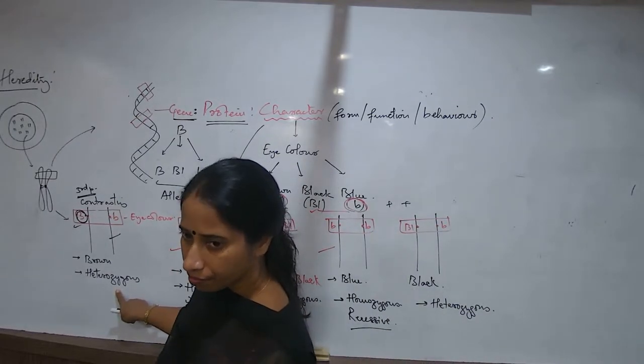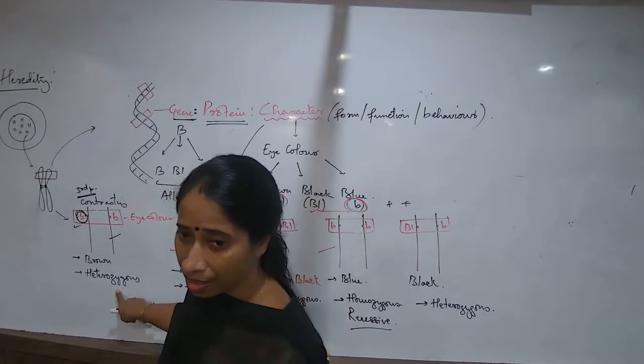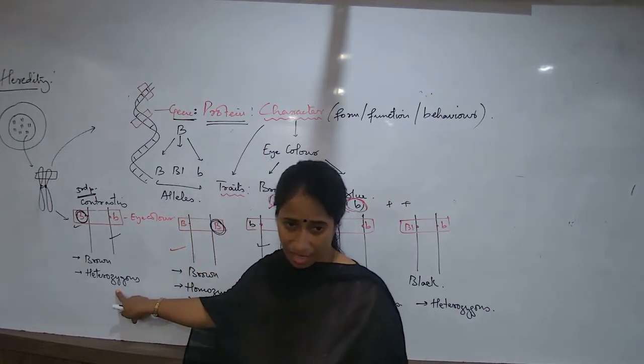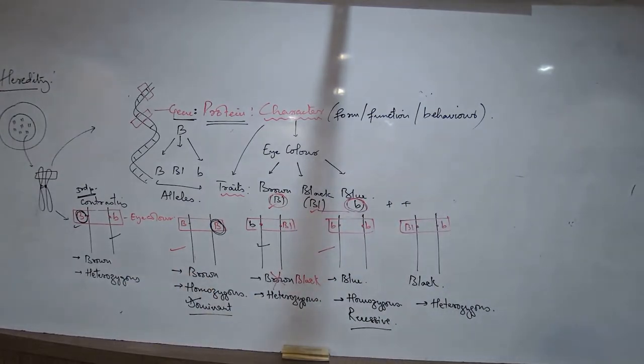Can we say it has a stronger chemical? No, that is what we make you understand. But that is not the typical way to write an answer. What is the typical way to write an answer? A dominant allele expresses in presence of a contrasting allele. A dominant allele expresses both in the homozygous and heterozygous condition.